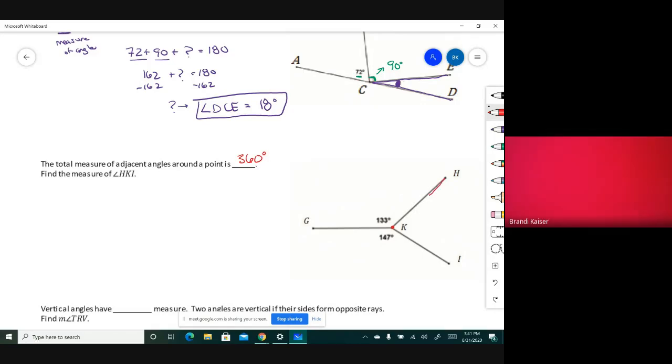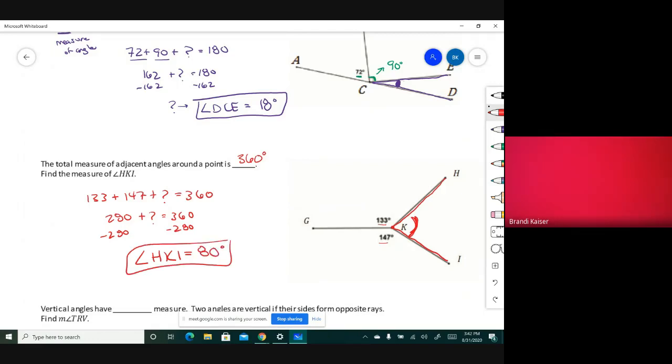So they want us to use that information to find the measure of HKI. So again, follow around. Here's H, here's K, here's I. We're finding this angle here on the right. And they tell me that one angle is 133 and the other one is 147. Total, I'm supposed to get 360. So I can add up another little equation again: 133 plus 147 plus missing angle equals 360. Combine 133 and 147, which should be 280. Subtract 280 from both sides. And our missing angle, which is HKI, should equal 80 degrees. Okay, and that's all we have to do there.